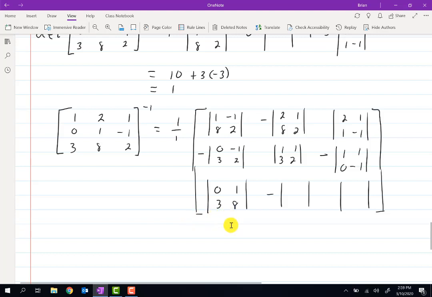All right, this normally here is in the 3, 2 position, so I want the 2, 3 position. That's this negative 1. So let me cross out its row and its column, and I'm left with 1, 2, 3, 8. And then lastly, the 3, 3 spot, cross out its column and its row, and I'm left with 1, 2, 0, 1. And let's calculate what we get.